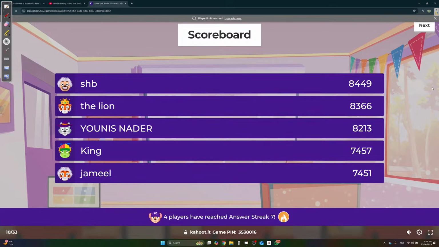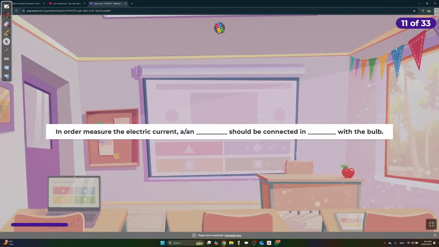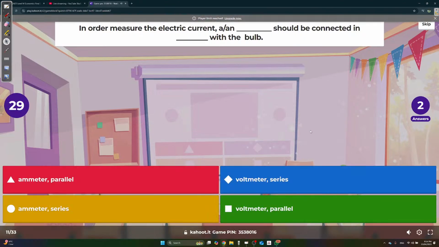Let's see. Is it still SHB? Okay. Nobody has these questions, bro. In order to measure the electric current, something should be connected in series with the bulb.